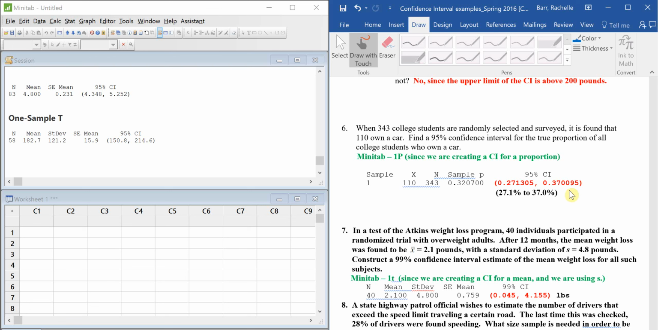Take that, number 6. Anyway, so when 343 college students are randomly selected for a survey, it's found that 110 own a car.